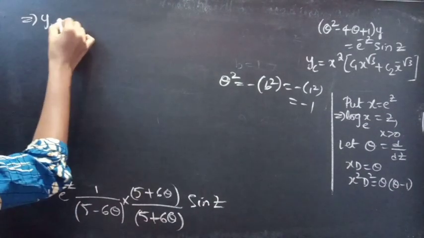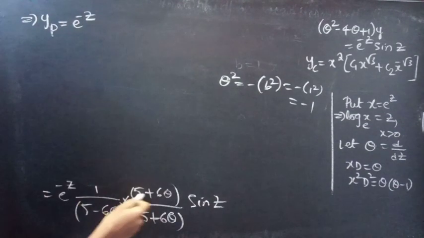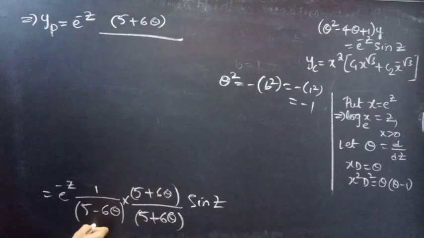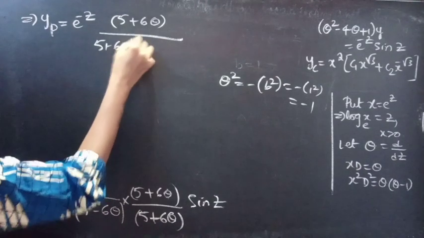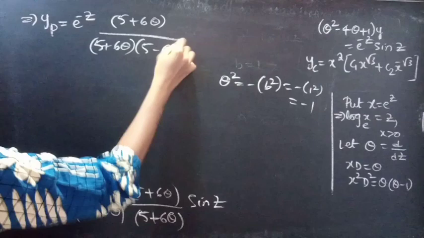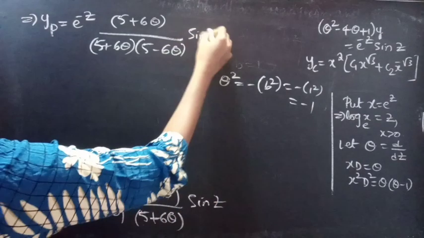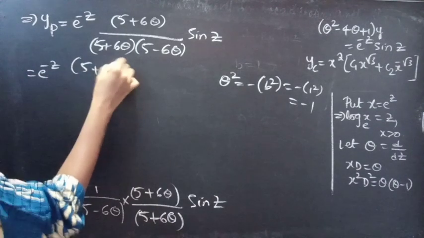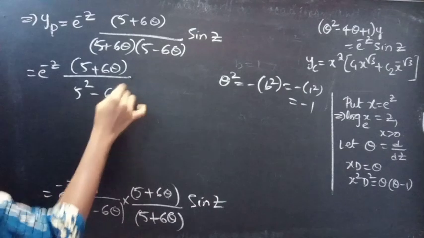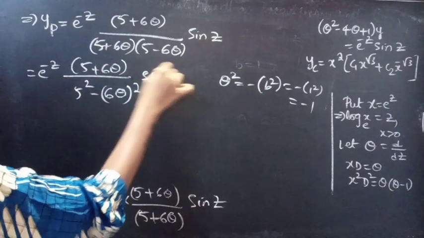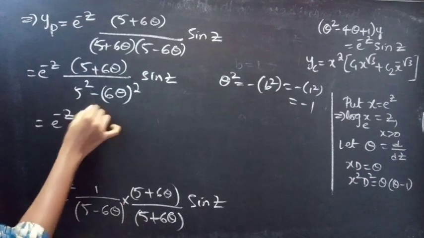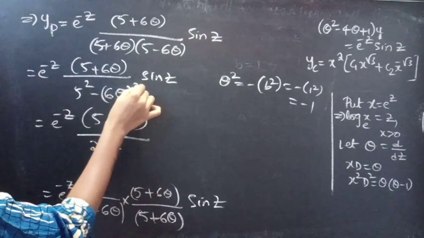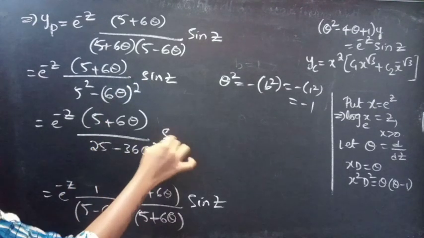Now YP becomes e power minus z into 1 into 5 plus 6 theta, which is 5 plus 6 theta, by 5 plus 6 theta into 5 minus 6 theta into sine z. The denominator is of a plus b into a minus b form, so we can write it as 5 square minus 6 theta whole square into sine z, which is equal to e power minus z into 5 plus 6 theta by 5 square, 25, minus 6 square, 36, into theta square into sine z.